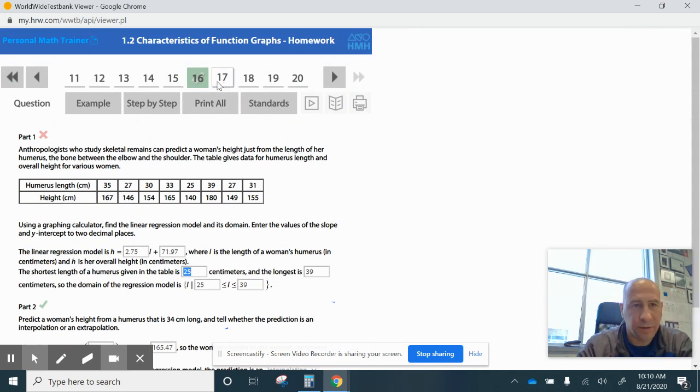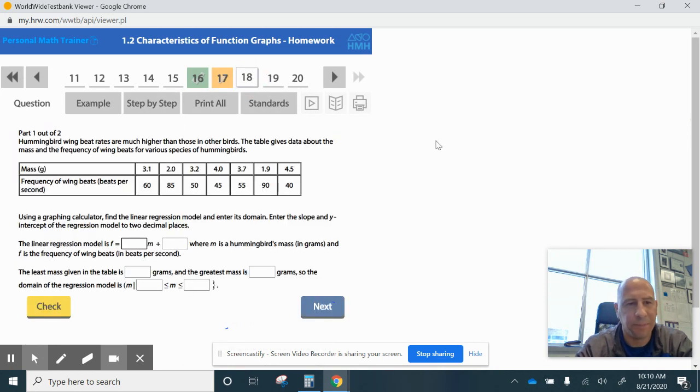So that was, I believe, question 16. No, that was question 17. Let's move on to 18. All right, hummingbird wing beat rates are much higher than those in other birds. The table gives data about the mass and the frequency of the wing beats for various species of hummingbirds. Okay. Using a graphing calculator, find the linear regression model and enter its domain, the slope and y-intercept of the regression model to the decimal places.